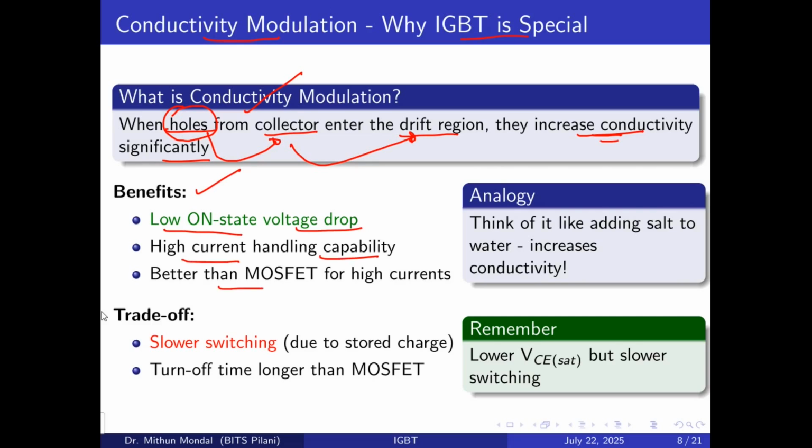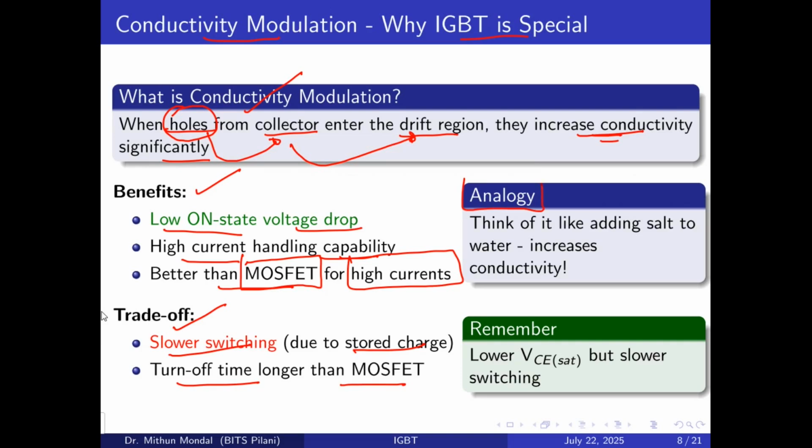Some of the benefits: it will have low on-state voltage drop, it will have high current handling capability, and it is better than MOSFET in terms of high current. So when we compare with the MOSFET, the current is high in the case of IGBT. The trade-off is slower switching due to the stored charge, and the turn-off time is usually longer than the MOSFET. So these are the limitations as compared to the MOSFET.